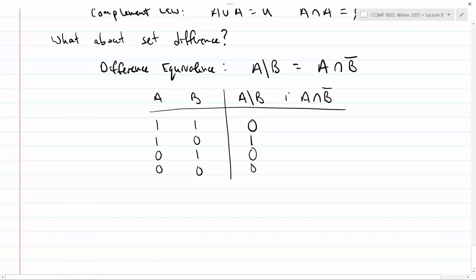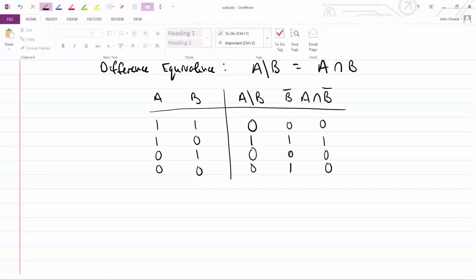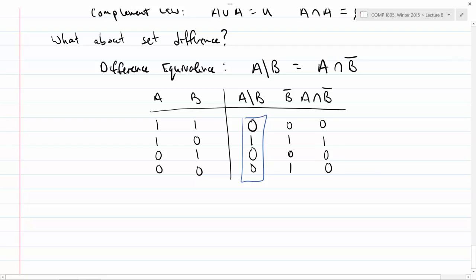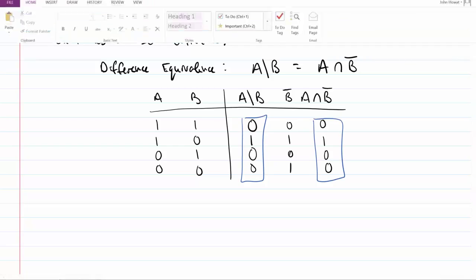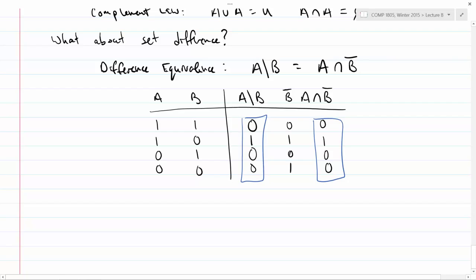And now I'll add in a little column here for B complement. B complement is 0, 1, 0, 1. And now if I take A intersect B complement, that is 0 there, right? The next one, it's in A and in B complement, so it'll be a 1. And then in the last two, it's not in A, so it definitely won't be in this intersection. So notice, this is A minus B. This is A intersect B complement. So it seems that our line of reasoning is correct, right? Our intuitive definition for what the set difference should be equal to is in fact what it seems to be equal to. So that's kind of nice.